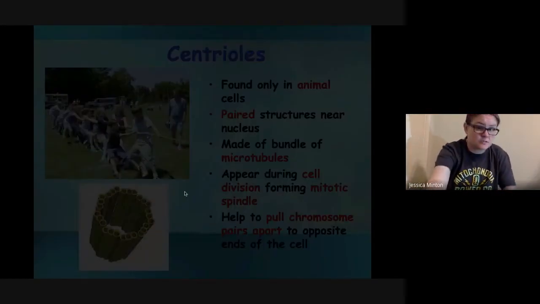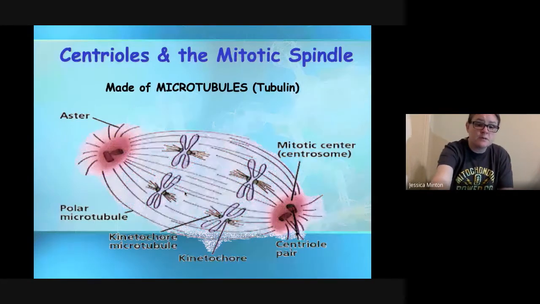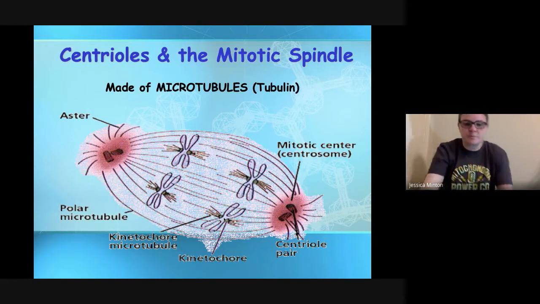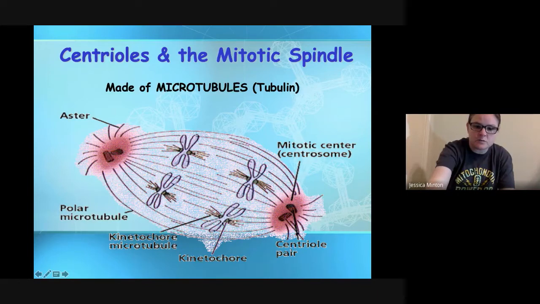Now, this shows a little bit more of those. Here, you've got those asters that are going to be made of those microtubules, or that tubulin. You've got all of these tubules that are coming out, and they're attaching to the centromeres. About lost my word there. So you've got the kinetochore microtubules that are connecting, and they're going to pull apart.